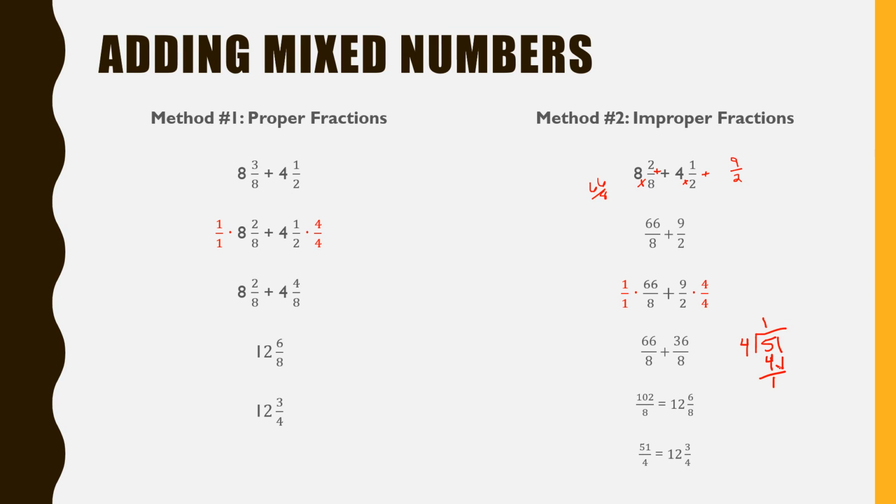5 minus 4 is 1. Bring down the 1. 4 times 2 would give us 8, with a remainder of 3. The 3 would go in the numerator, and that 4 that we divided by would go in the denominator. So just a quick refresher if you don't remember how to do that. But I believe all of you should have done that a million times in elementary school.